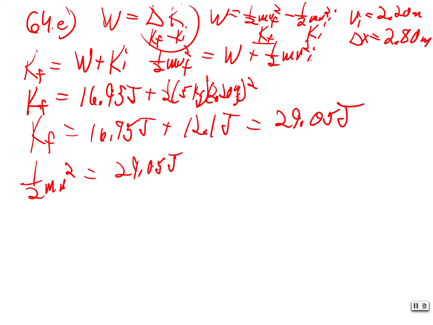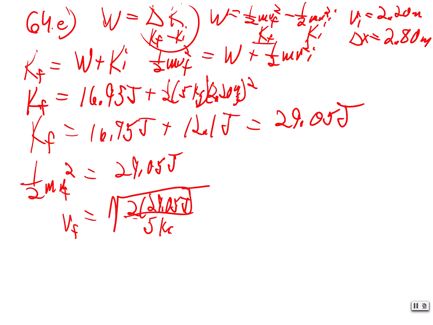And like I said, we could go up here and solve it, but I'm going to do it this way. That's the final, and so the final velocity is equal to the square root of 2 times 29.05 joules divided by 5 kilograms. And you get an answer of 3.41 meters per second. Okay, so that's the final velocity.